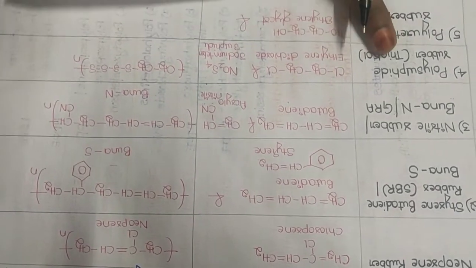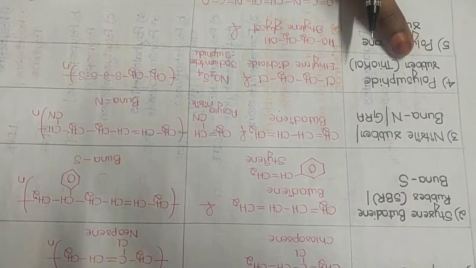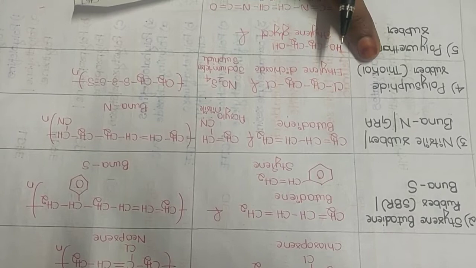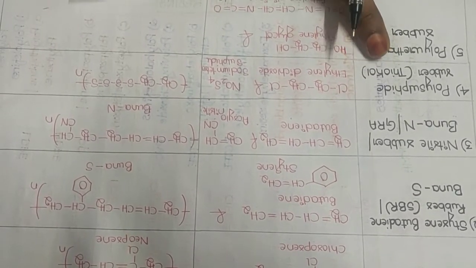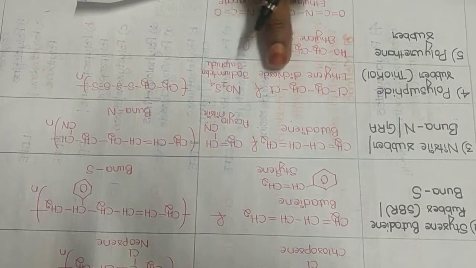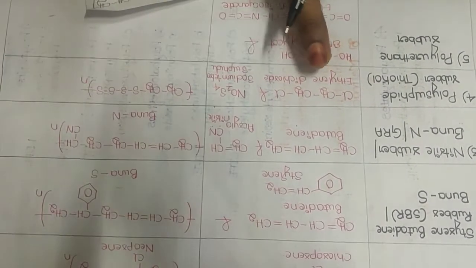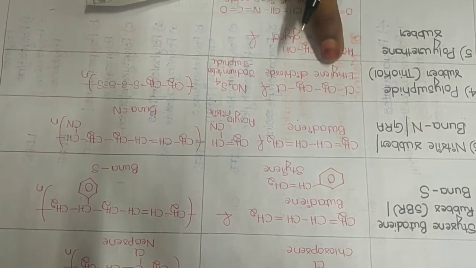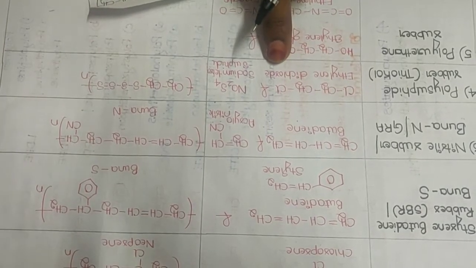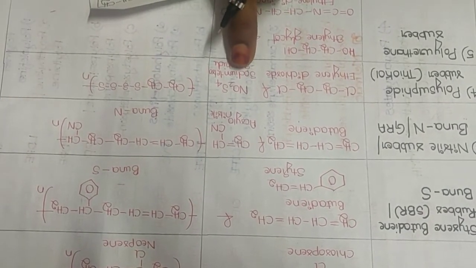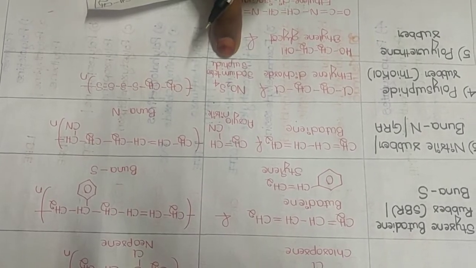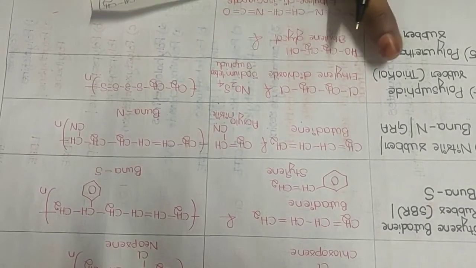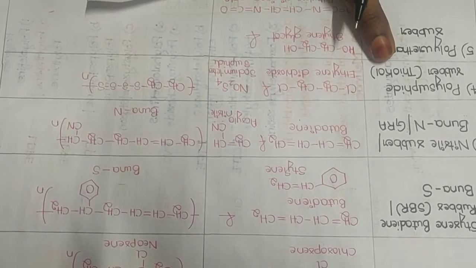The last one is polysulfide rubber, which is commonly called thiokol. This thiokol is not there in our NCERT syllabus, but you should know for your competitive exam what the two monomers present here are. The first one is called ethylene dichloride. There are two chlorine atoms, so dichloride with the ethylene, two carbon, ethylene dichloride. And another monomer is sodium tetrasulfide. So when these two monomers are taken, we'll end up with a polymer called thiokol.